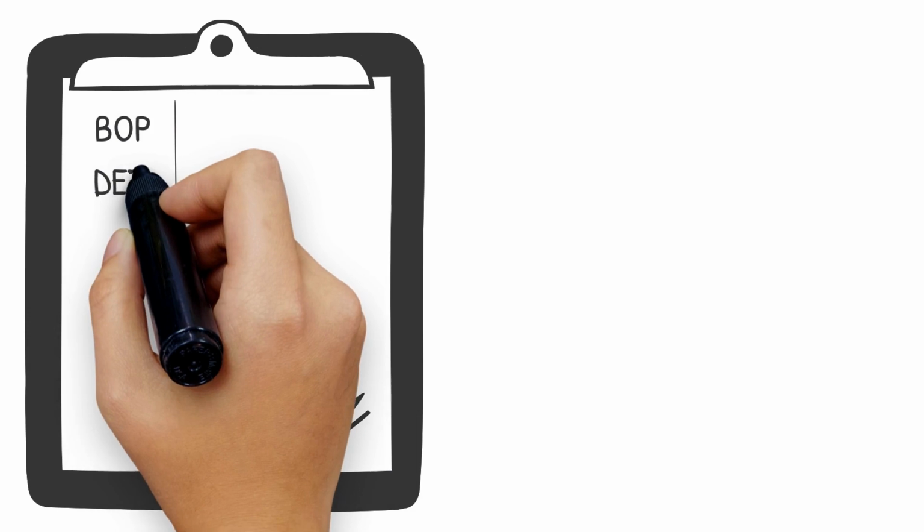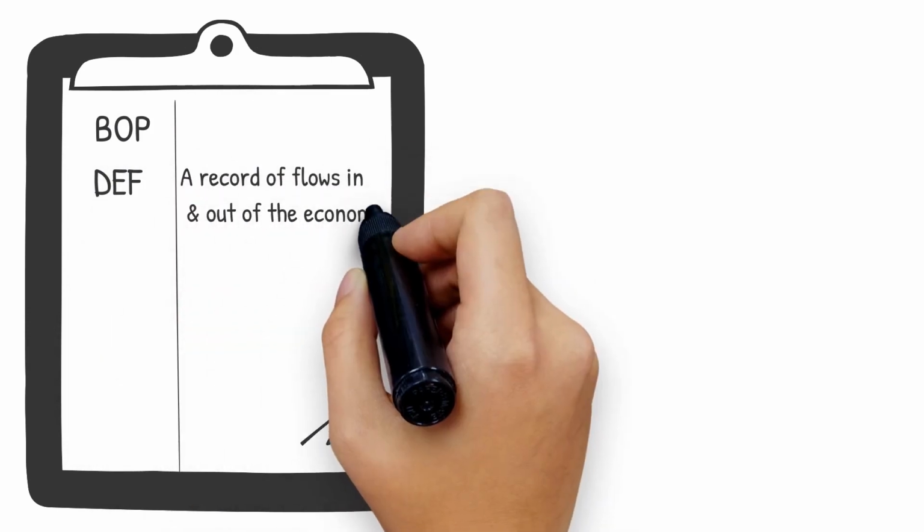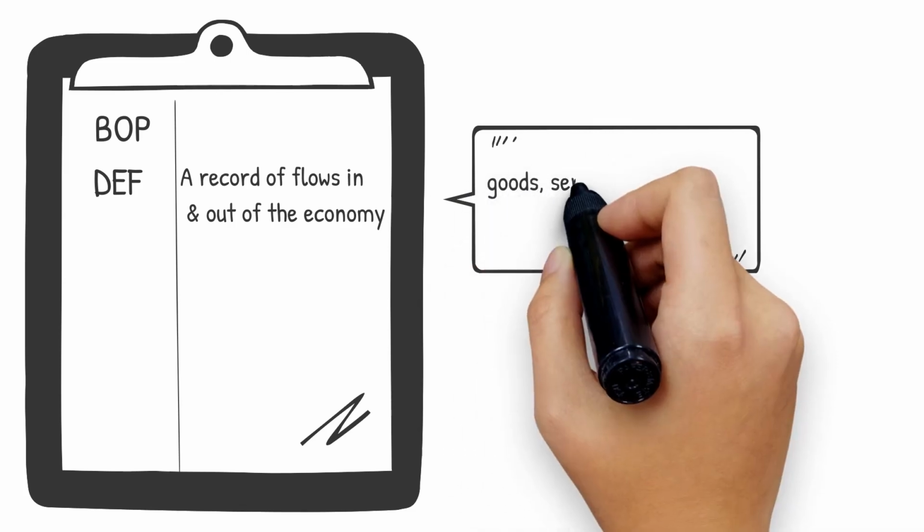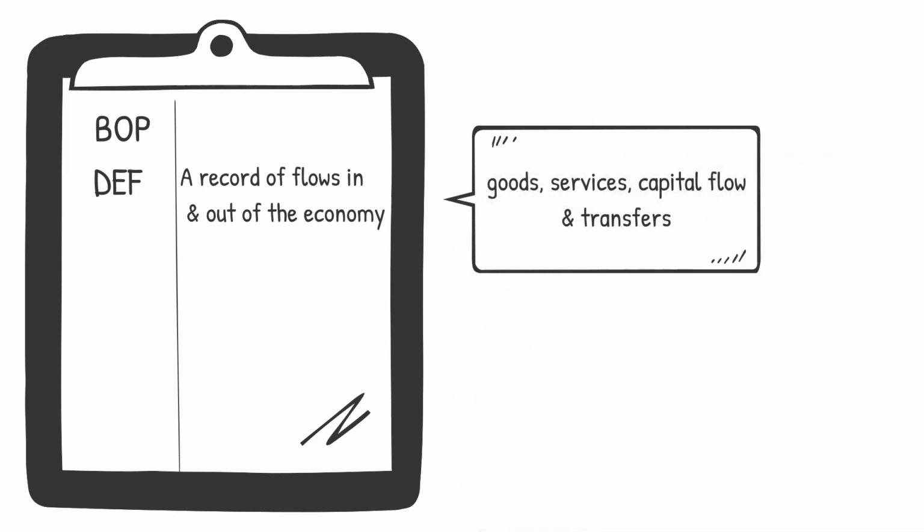Now let's start off with balance of payments. The balance of payments shows a record of flows into and out of the economy. Flows of what, you ask? Well, these are flows of goods, services, capital flows, and transfers.